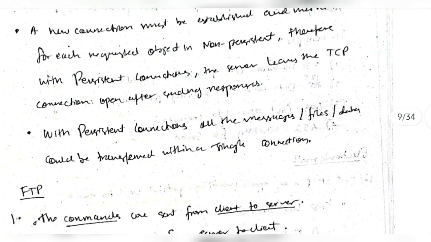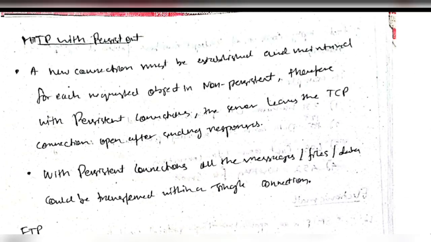In the persistent, in a single connection all the things will be transferred. After all the things are transferred, if for some time the transfer of data does not happen, that means the data has been transferred and the connection will be broken.